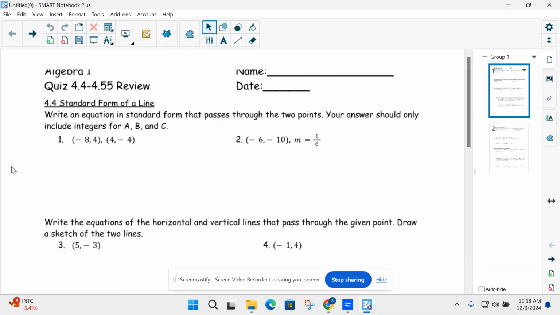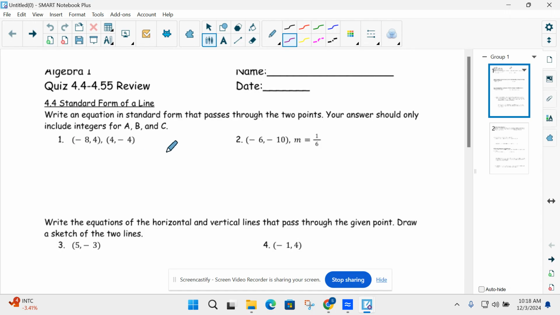Hello everyone, I'm going to go over the 4.4 to 4.55 quiz review so that if you need, you can get some questions clarified and I can help you with different steps of each problem if you're stuck.